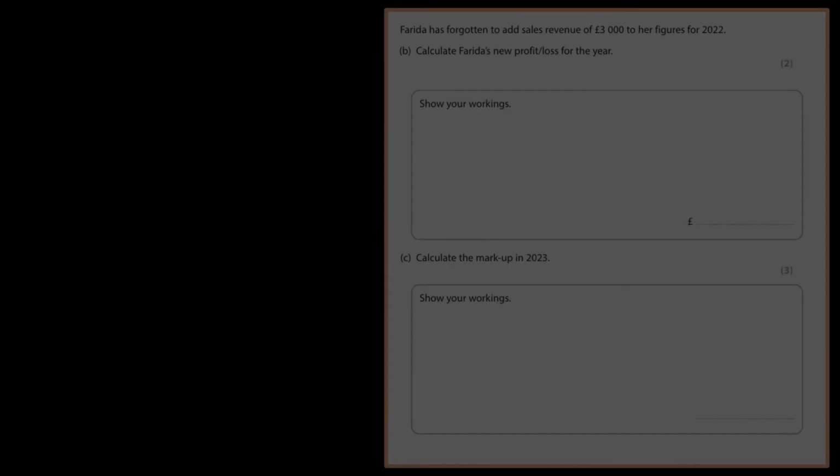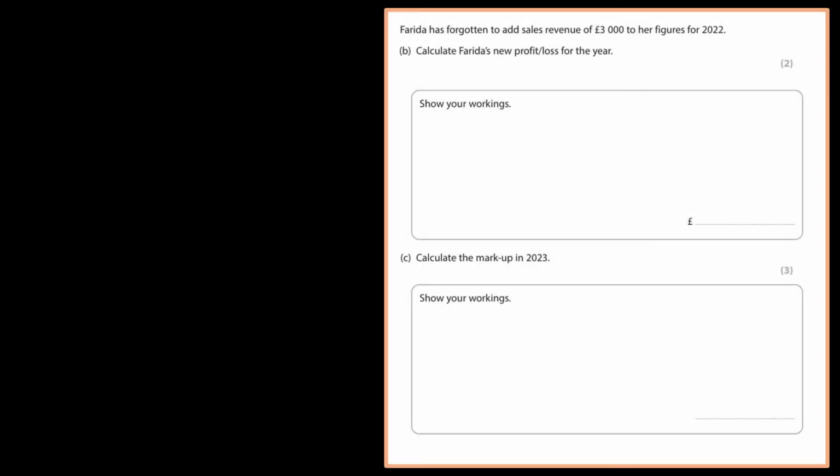So again, next up, calculation questions. Again, we know it's calculation questions because we've got the box telling us to show our workings. 2 more calculation questions that connect back to the previous question, because it's still talking about Farida, and it says Farida has forgotten to add sales revenue of £3,000 to her figures for 2022. Calculate Farida's new profit and loss for the year. Show your workings. You're going to get 2 marks for that question.